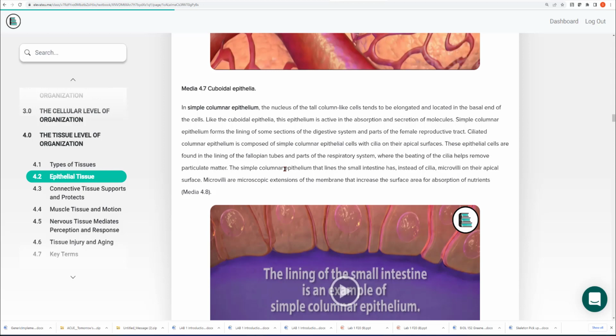So we don't want there to be a thick layer between your gut tube and the ability of your body to absorb these nutrients. So the intestines have a simple columnar epithelium, and the special feature here is that these simple columnar epithelia have microvilli on their apical surface. Microvilli, their job is to increase the surface area so that the intestines can quickly and easily absorb more nutrients out of the food that passes through.